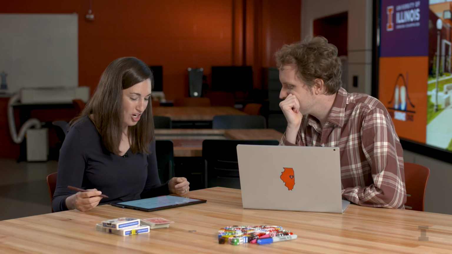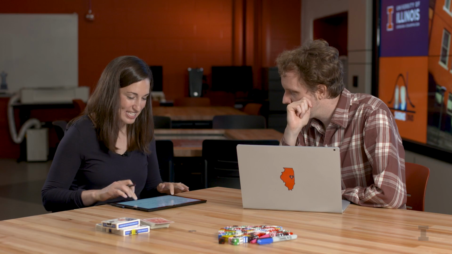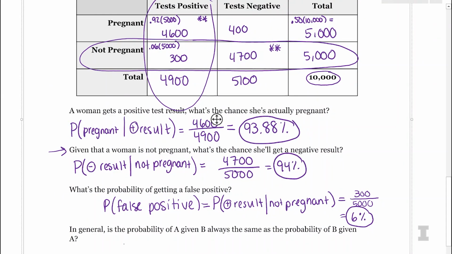So the very last question on this puzzle says, in general, is the probability of A given B always the same as the probability of B given A? And we said no, right? We've definitely seen that before. The probability of A given B is not always equal to the probability of B given A. But it can be depending on the problem.